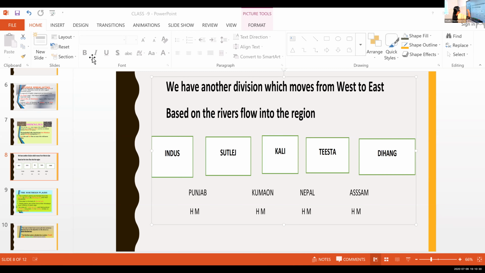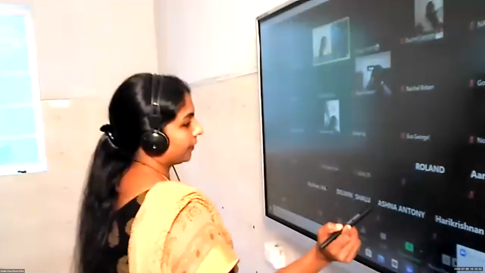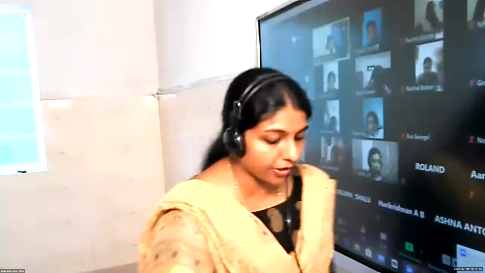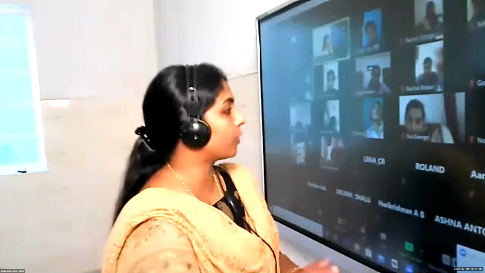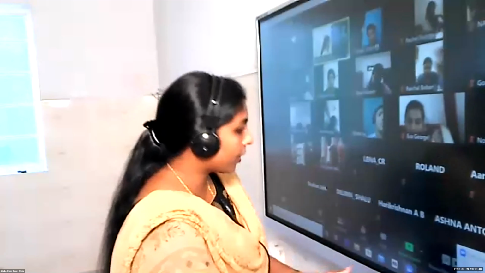Then, anyone, can you explain this division? Move from west to east based on the river flows. Anyone? Look at your notebook and explain.